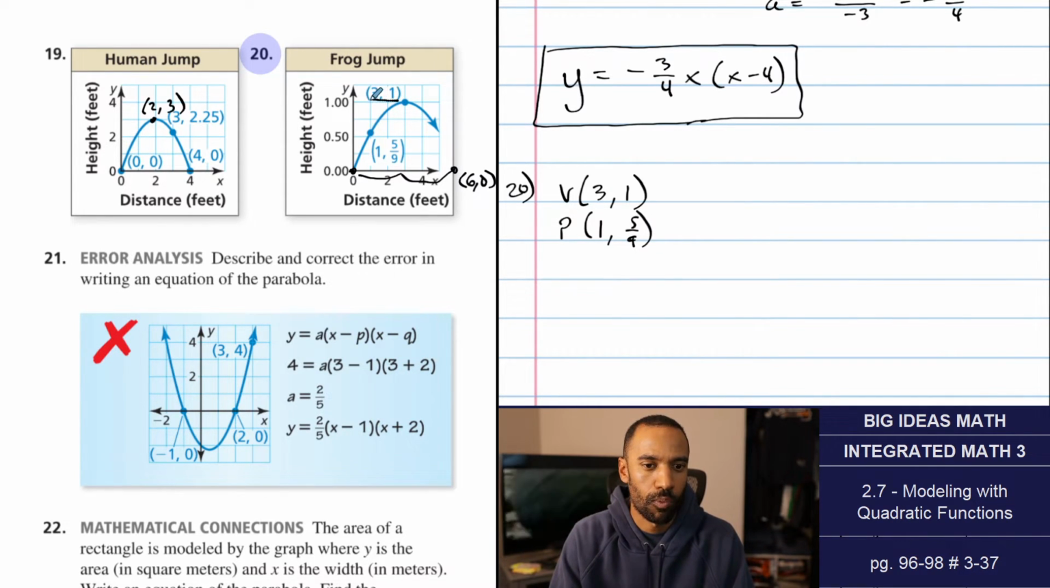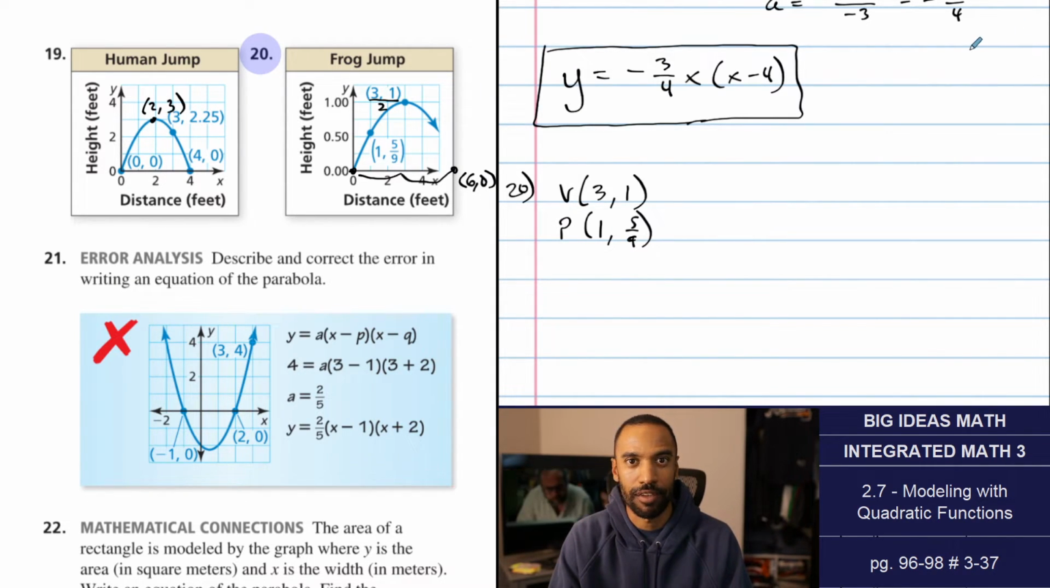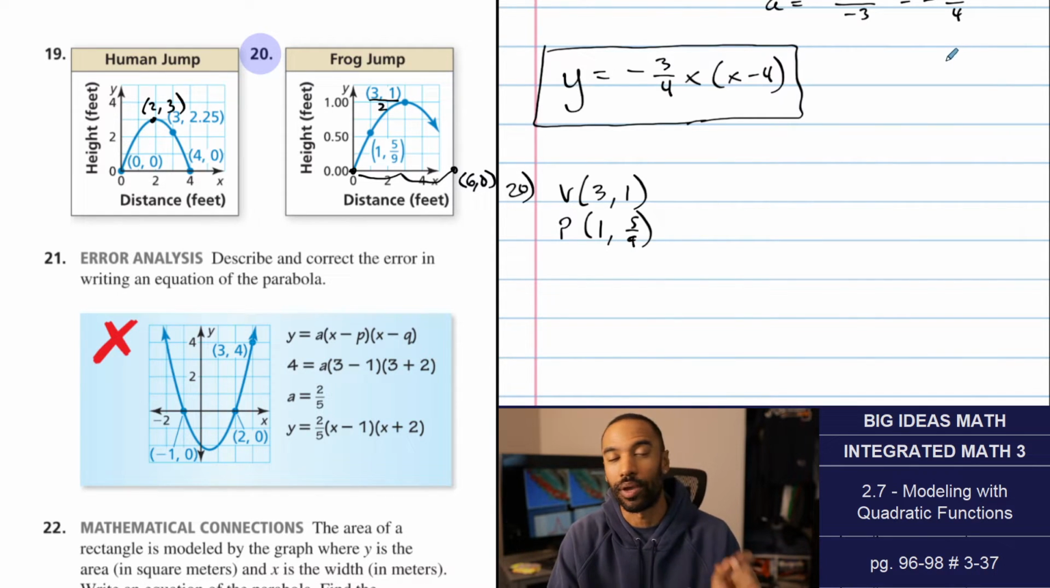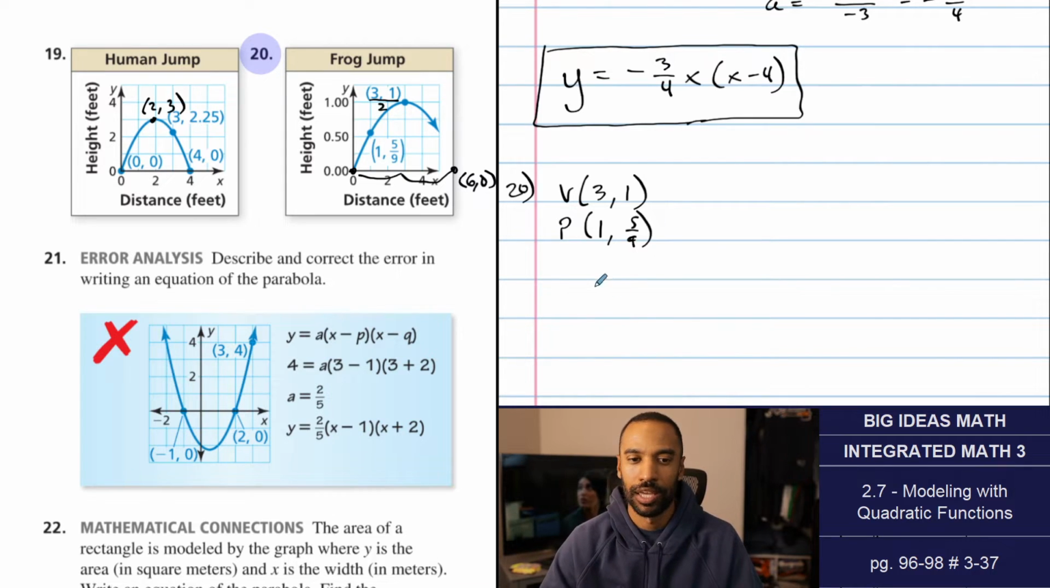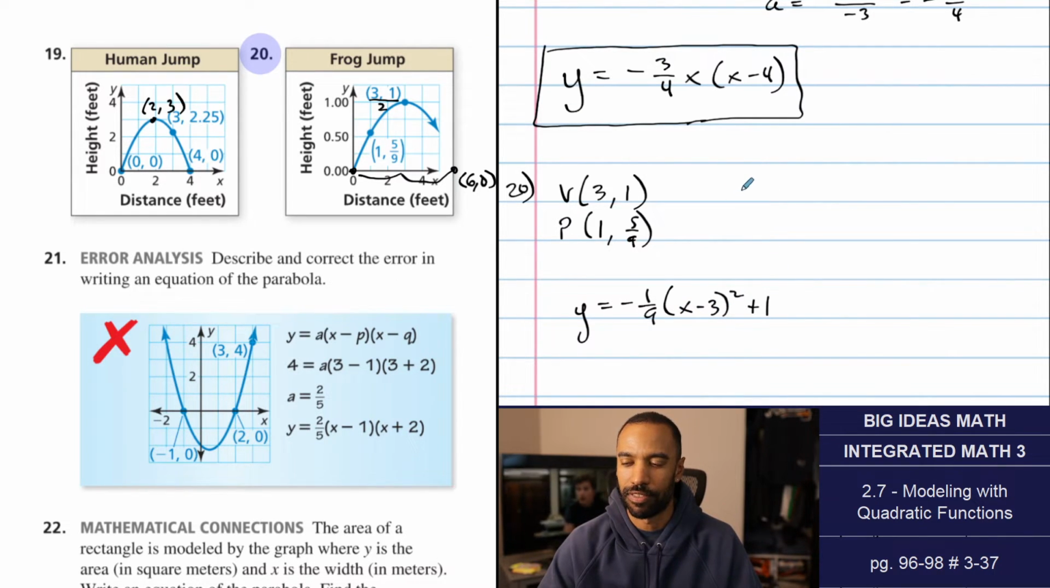Anyway, from 3 to 1, we're going over 2. So instead of going down 4, you're going down 4/9. Well, that sounds like your a value is negative 1/9. I'm going to guess we're doing this. So let's take a look and see if that's going to be it.